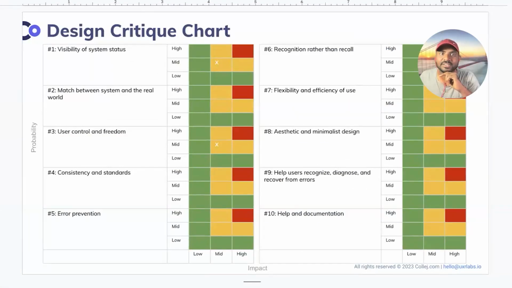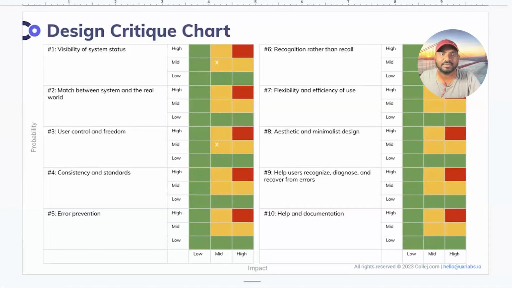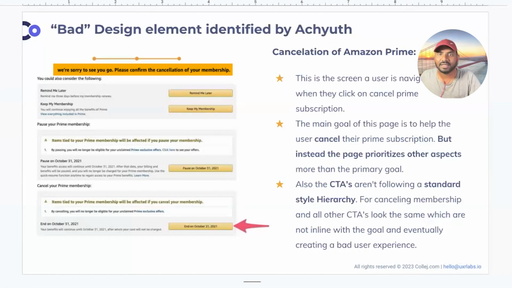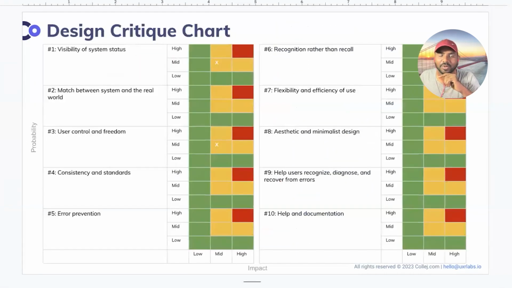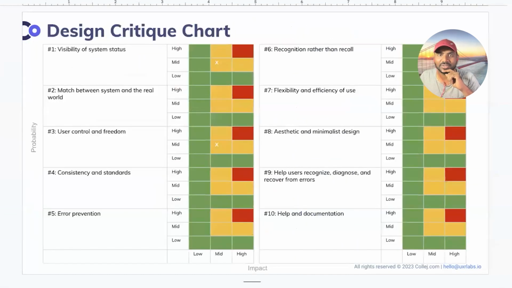So this is the violation of visibility of system status and user control and freedom. Because moving to the previous, the main goal of the screen is cancellation of Amazon Prime, but they are not giving that feature directly. So that is the problem. But they wantedly create it like that. So that is the reason, that is the medium probability and impact also.